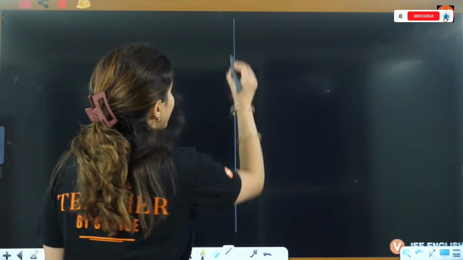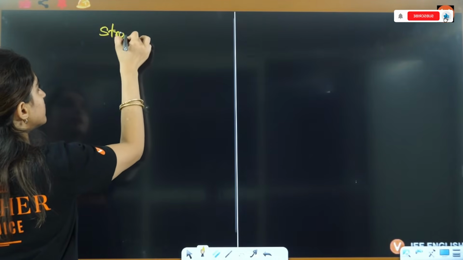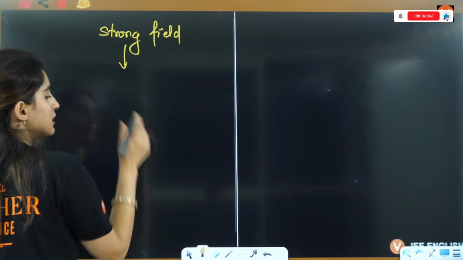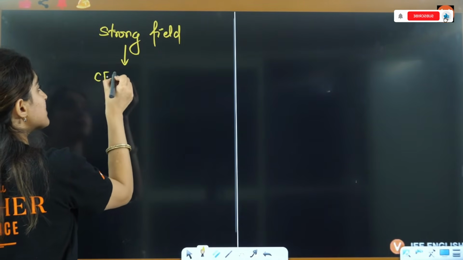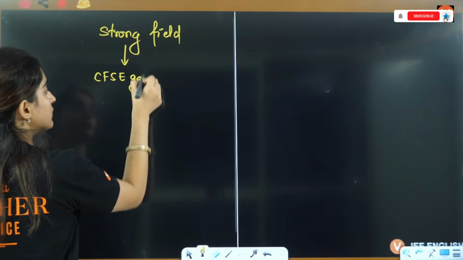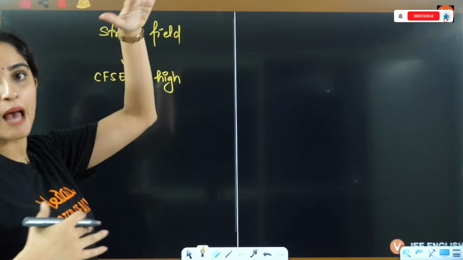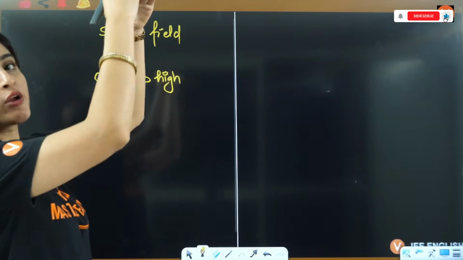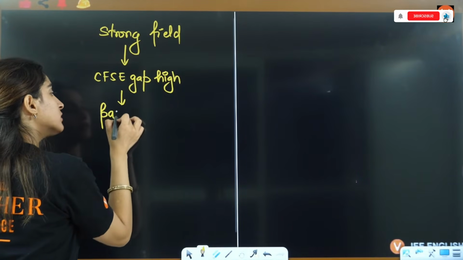Now, there is another way of writing strong field and weak field. Let me just write it here. Strong field, you know how you can write it differently. You can also say, in case of strong field, the CFSE gap is high. Strong field means the gap is very high. Gap high means it will not be able to jump to the next orbital, so it will cause pairing. So that is why it is causing pairing.